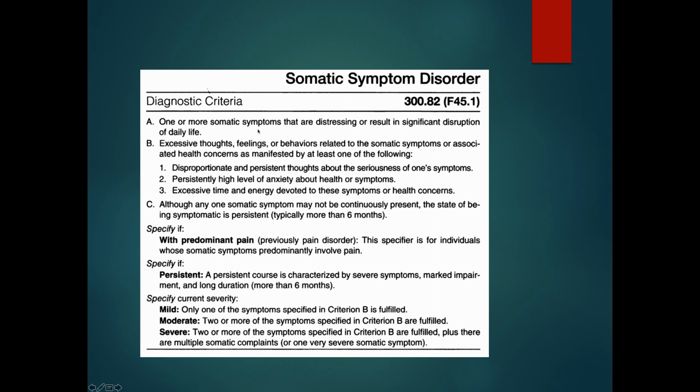One or more somatic symptoms, so that's the physical sensation, that are distressing. Excessive thoughts, feelings, or behaviors related to it. Right? So disproportionate or persistent thoughts about the seriousness. So I feel this pain in my wrist and I keep thinking about it all the time and I'm really worried about it, right? It's causing me a lot of distress. High level of anxiety about health or symptoms, right? So lots of checking and lots of time and energy devoted to those concerns.